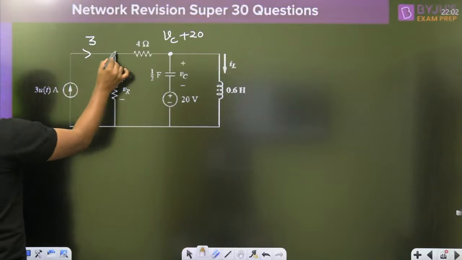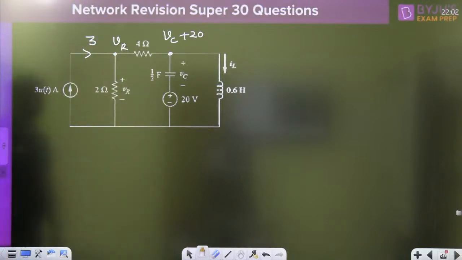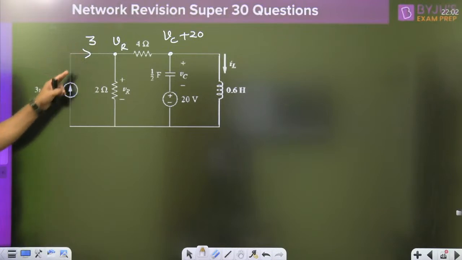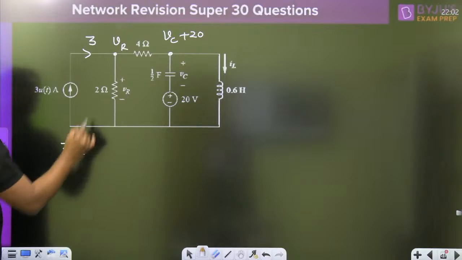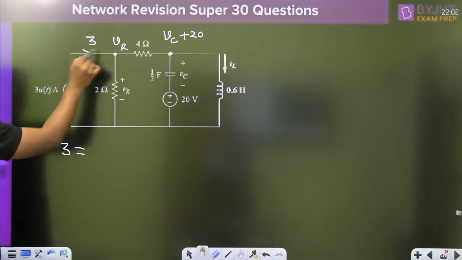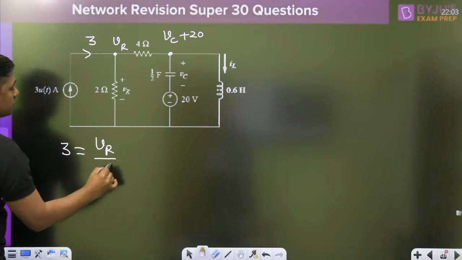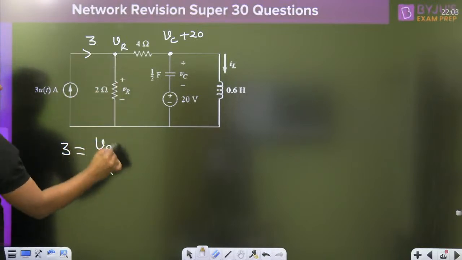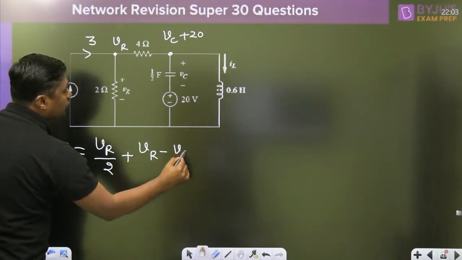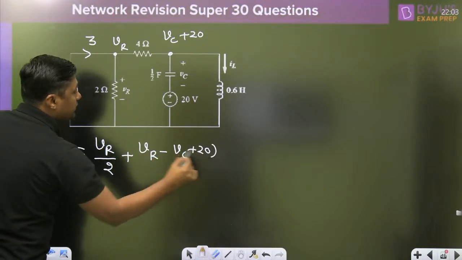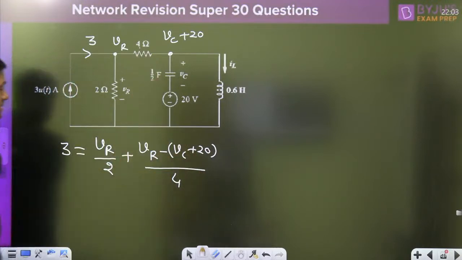And the voltage at this point is what? Vr. What is the incoming current, everyone? Tell me, what is the incoming current? 3 ampere. Write down the KCL at this point. Incoming current is 3. What is the outgoing current? Vr by 2, plus Vr minus (Vc plus 20), divided by 4. Directly you can write this.